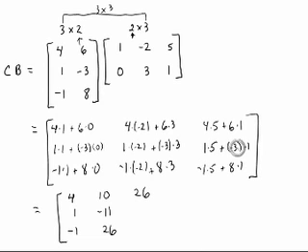5 plus negative 3 is 2. Negative 5 plus 8 is 3. And again, we can see that we end up with a 3 by 3 matrix.